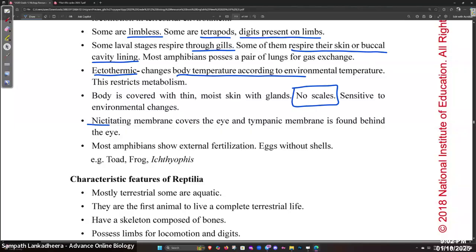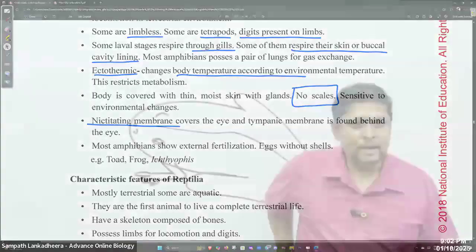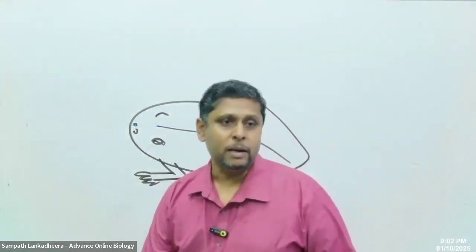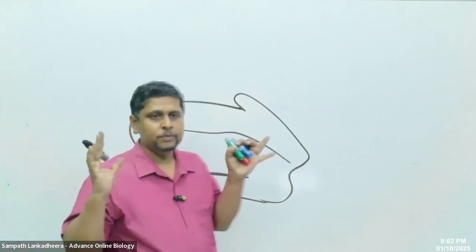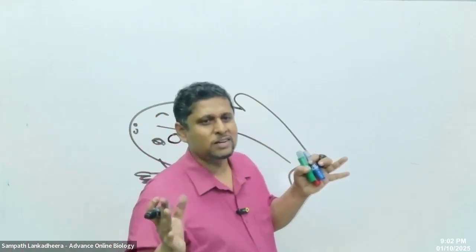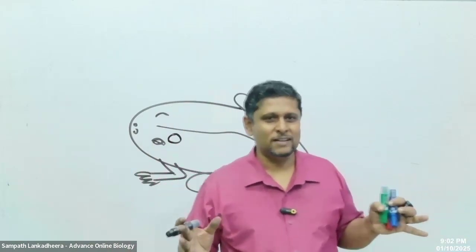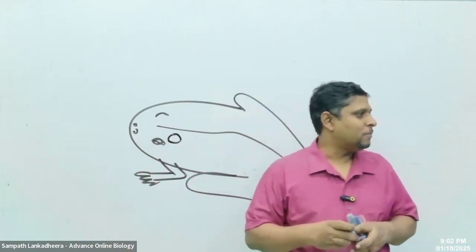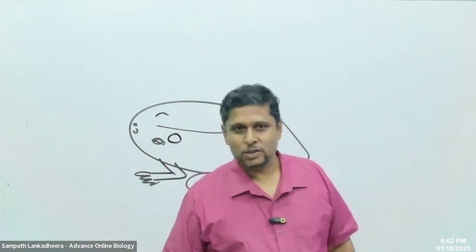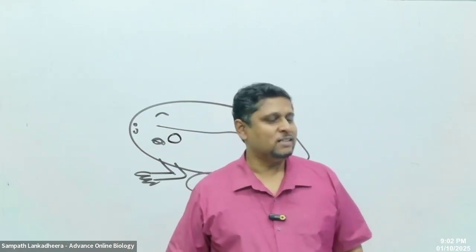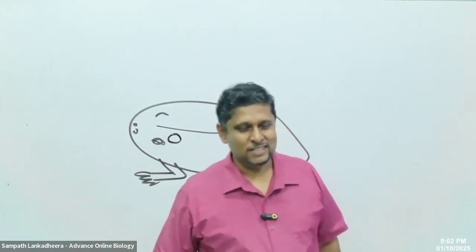Nictitating membrane, that's like a special kind of eyelid. In addition to the normal eyelid, they have an extra eyelid. What do you call that? Nictitating membrane. Tympanic membrane present too. Tympanic membrane is the eardrum. Eardrum is directly exposed outside. And they show external fertilization, eggs without shells. So those are the features.